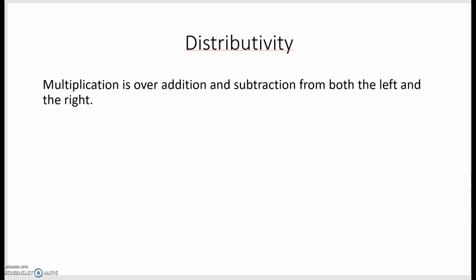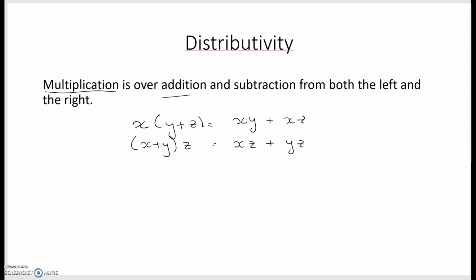Then we look at the third rule. Now the third rule, if you remember, needs two operations. It needs addition and multiplication. So let's have a look here. If we go x times y plus z, that's equal to x times y, so the multiplication is distributed over the addition, plus xz. And also, if we had x plus y, so we're going the other way, and the z is at the end, that is equal to xz plus yz.